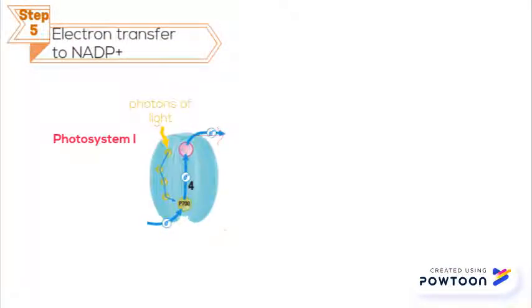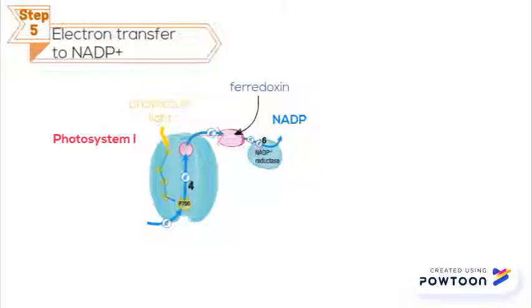Step 5. Electron transfer to NADP+. The primary acceptor transfers this electron to a protein known as ferredoxin. Ferredoxin is an iron-sulfur protein. The oxidation of ferredoxin results in the transfer of the electron to NADP+, which then reduces to NADP.